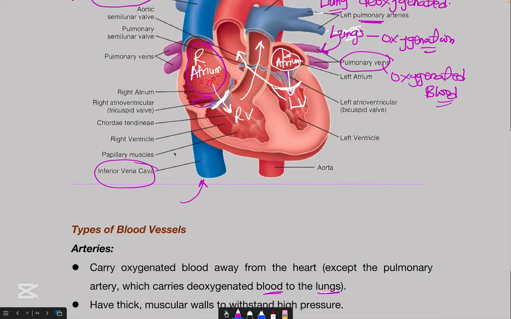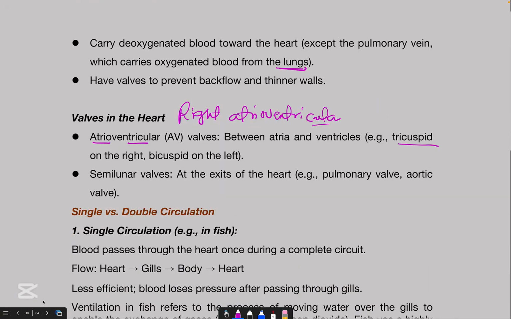Why? Because the valve has three cusps, something like this. That's why they call it a tricuspid valve. It has three cusps. This one here is a tricuspid valve, right atrium, right ventricle. Why the one between the left atrium and the left ventricle is called a bicuspid valve. Emphasis. Take note of these things I'm telling you. Right atrium, right ventricle, tricuspid. Left atrium, left ventricle, bicuspid.